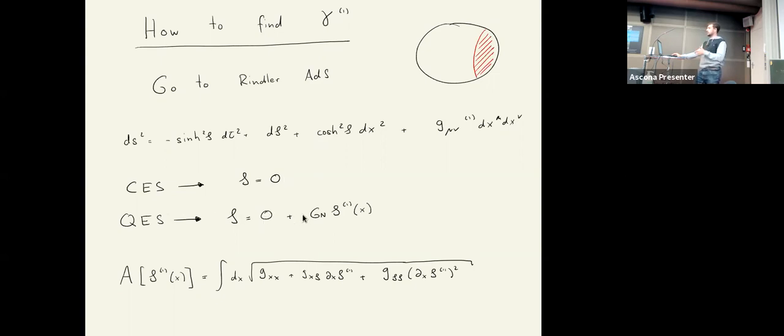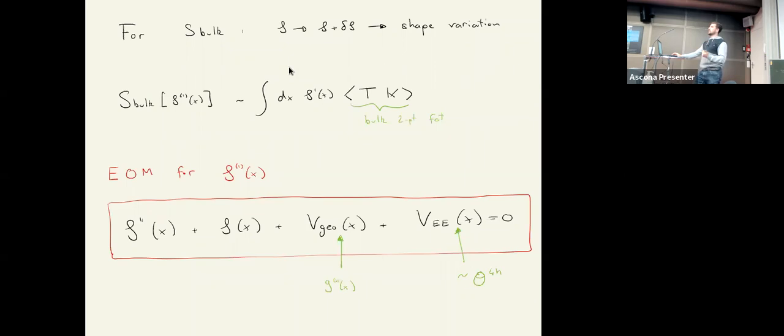It'll be 0 plus something proportional to G Newton, some first order shape deformation of the surface. So you can ask, what is the area functional as a functional of this shape deformation? It's given by the following expression here, and you can go ahead and use that to compute. But remember, there's another piece. You're not supposed to extremize just the area. You have to extremize the area plus the bulk entanglement entropy.